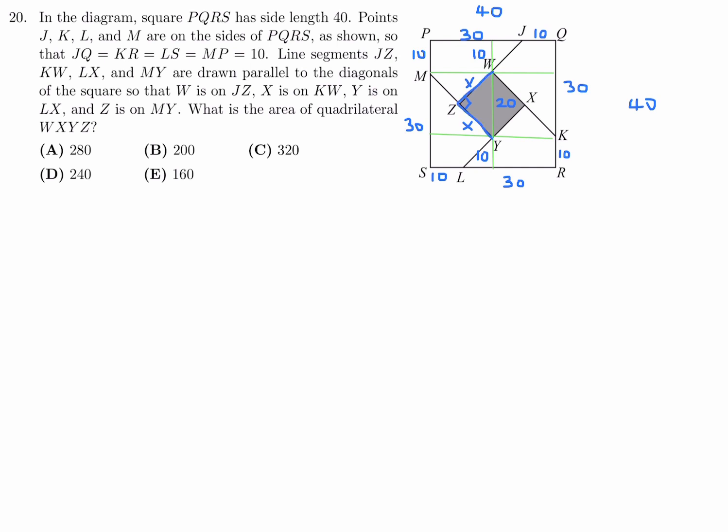So in this triangle, if you look at it, you have a Pythagorean relationship. x squared plus x squared is equal to 20 squared. So 2x squared is equal to 400. x squared is equal to 200. And x squared represents the area of that square. So number 20, the answer is B.